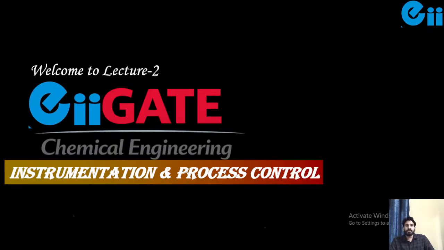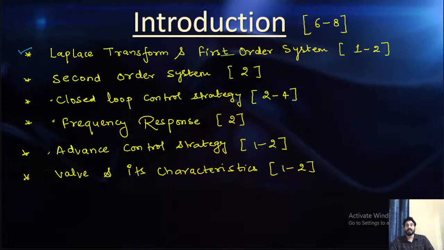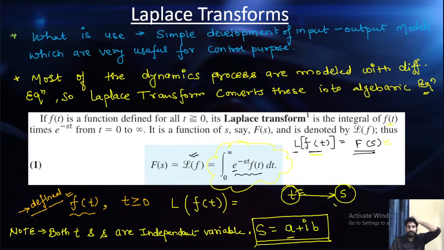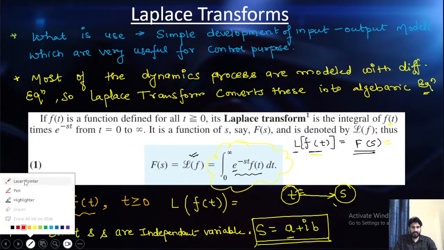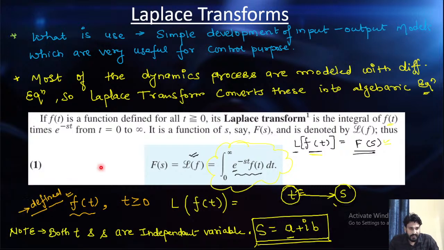It's our lecture number 2, and you are studying Instrumentation and Process Control, which is a very, very important, scoring subject for the GATE examination. That was the bifurcation of the topics in the Laplace transform, which we discussed in the last class. In continuation, we discussed the definition and the mathematical definition of the Laplace transform. Let me clear one thing: we are doing the Laplace transform from the point of view of IPC only.